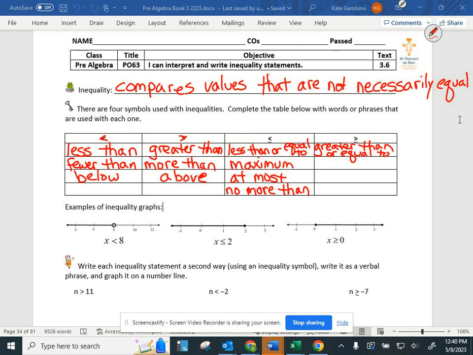So then if we're looking at greater than or equal to, we're looking at the minimum.